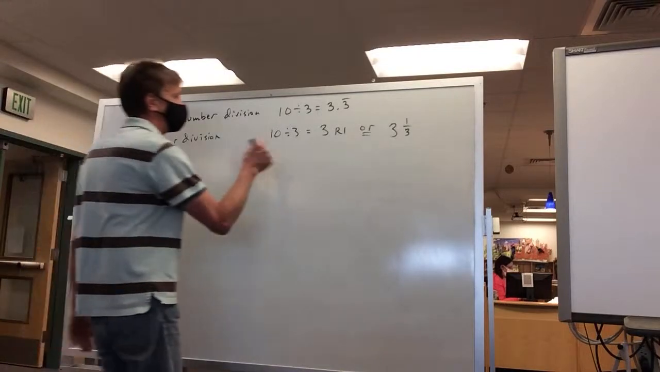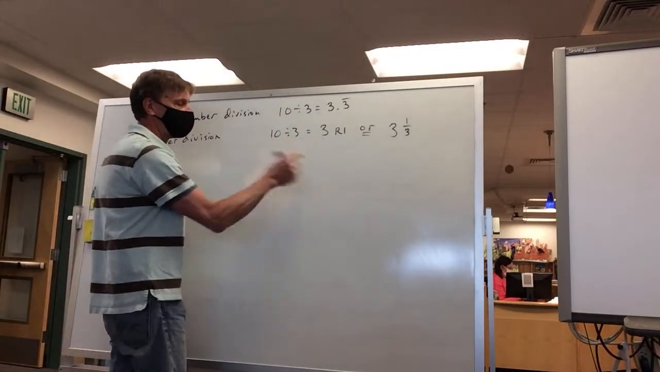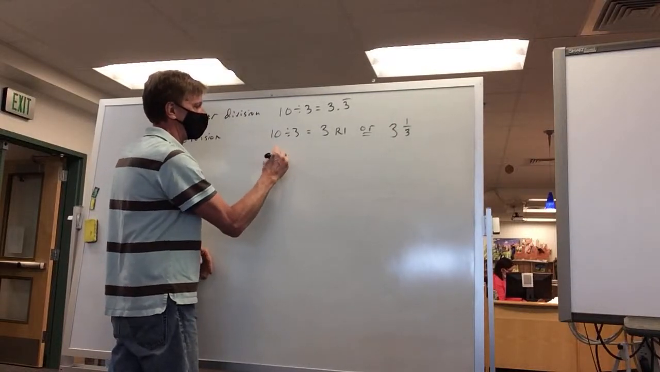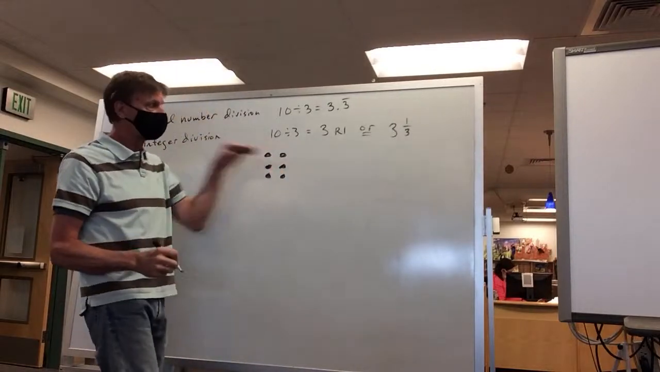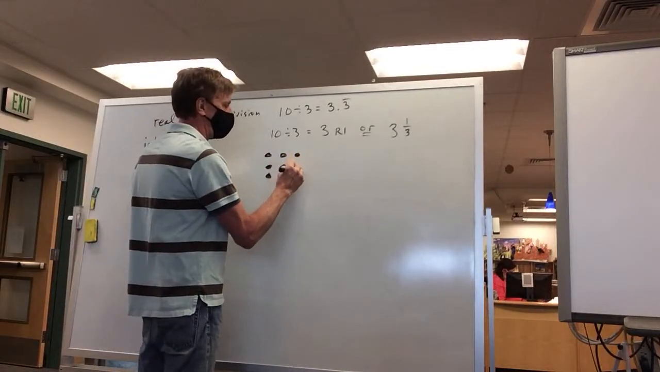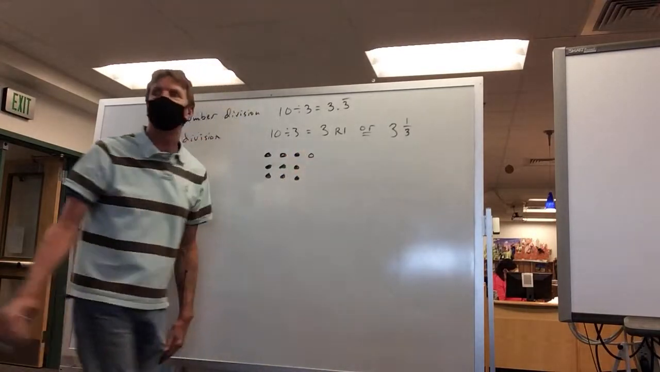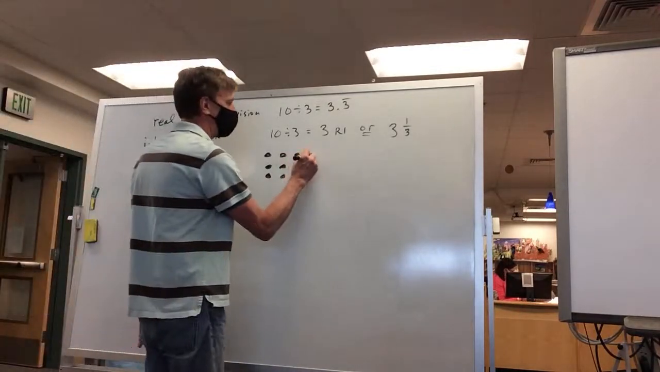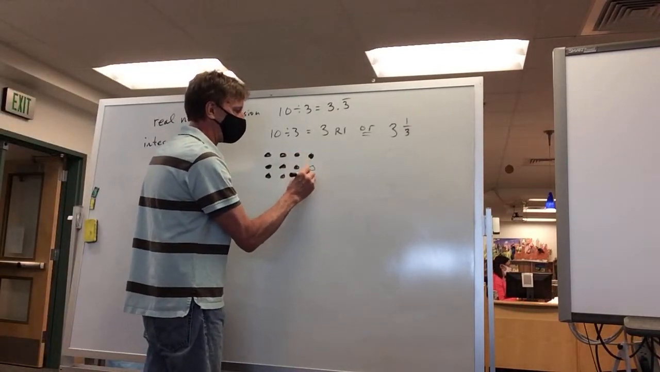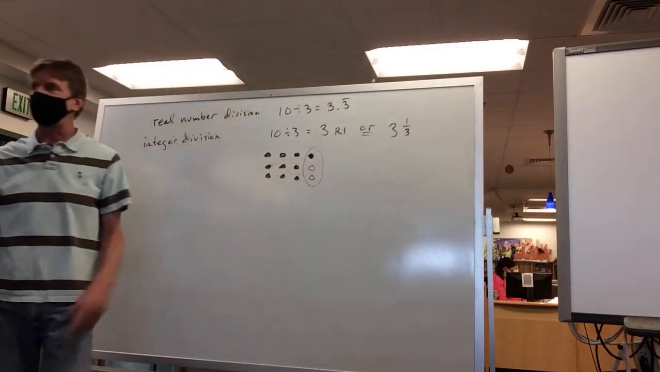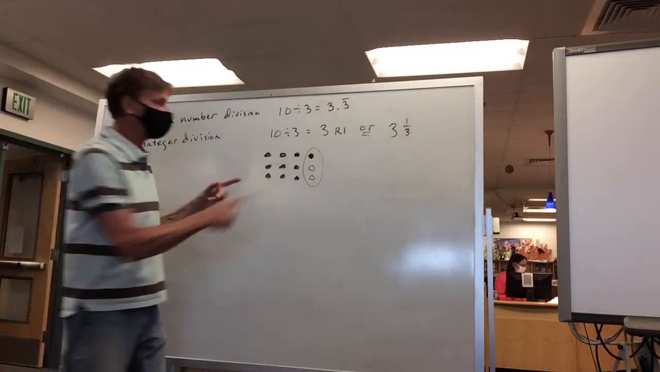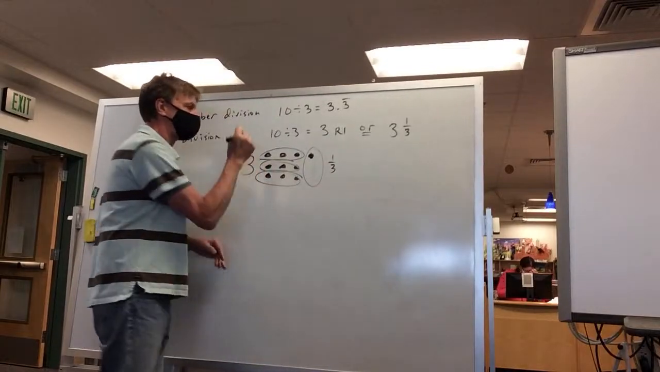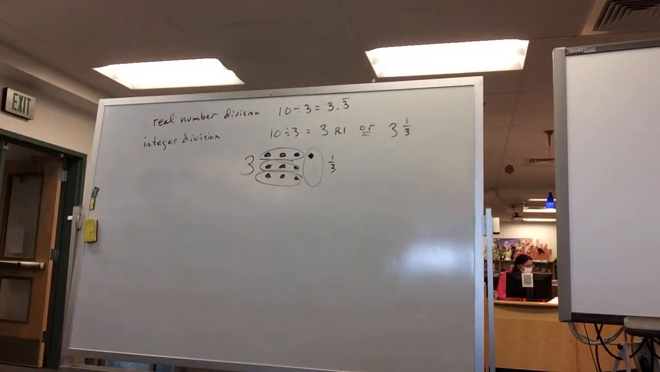So if I was to take 10 dots and arrange them into 3 rows, 1, 2, 3, 4, 5, 6. I'm just putting them into 3 rows. 7, 8, 9, and then there's that remainder. And that remainder is 1 out of 3. So I drew blank circles there because there's nothing there. So this is the third right here. 1, 2, 3. That's the 3 wholes. That's what we want you to be able to see.